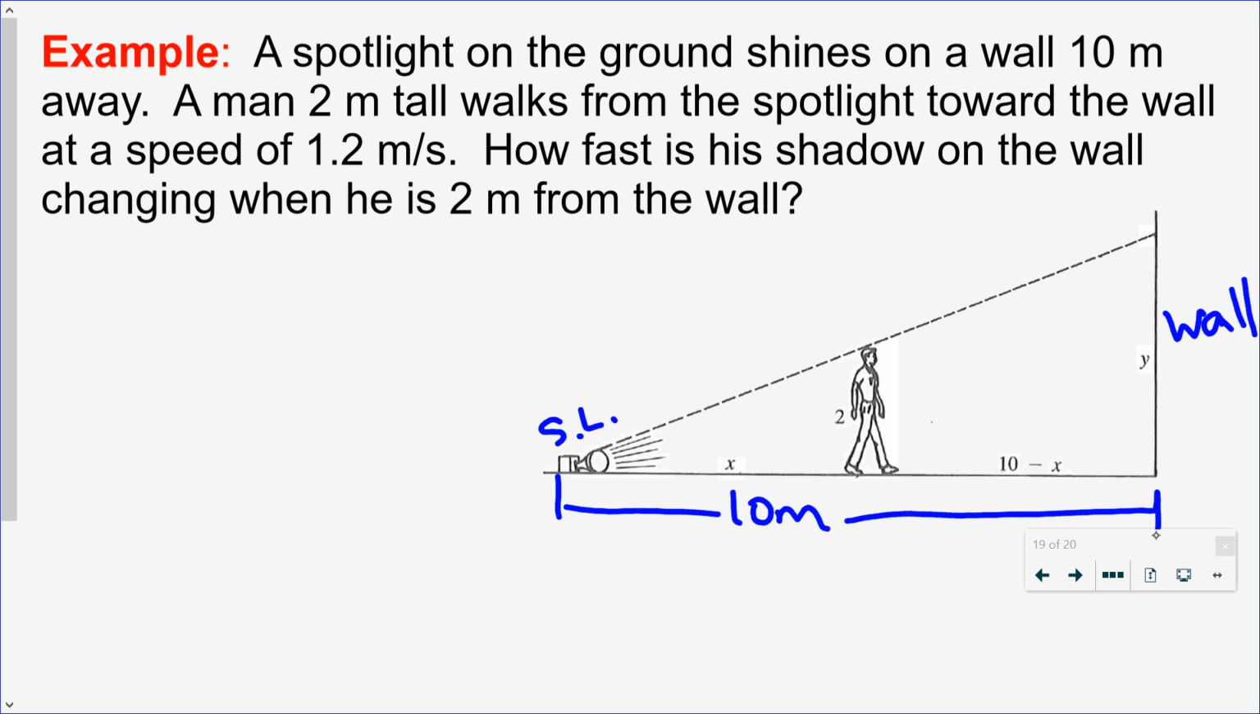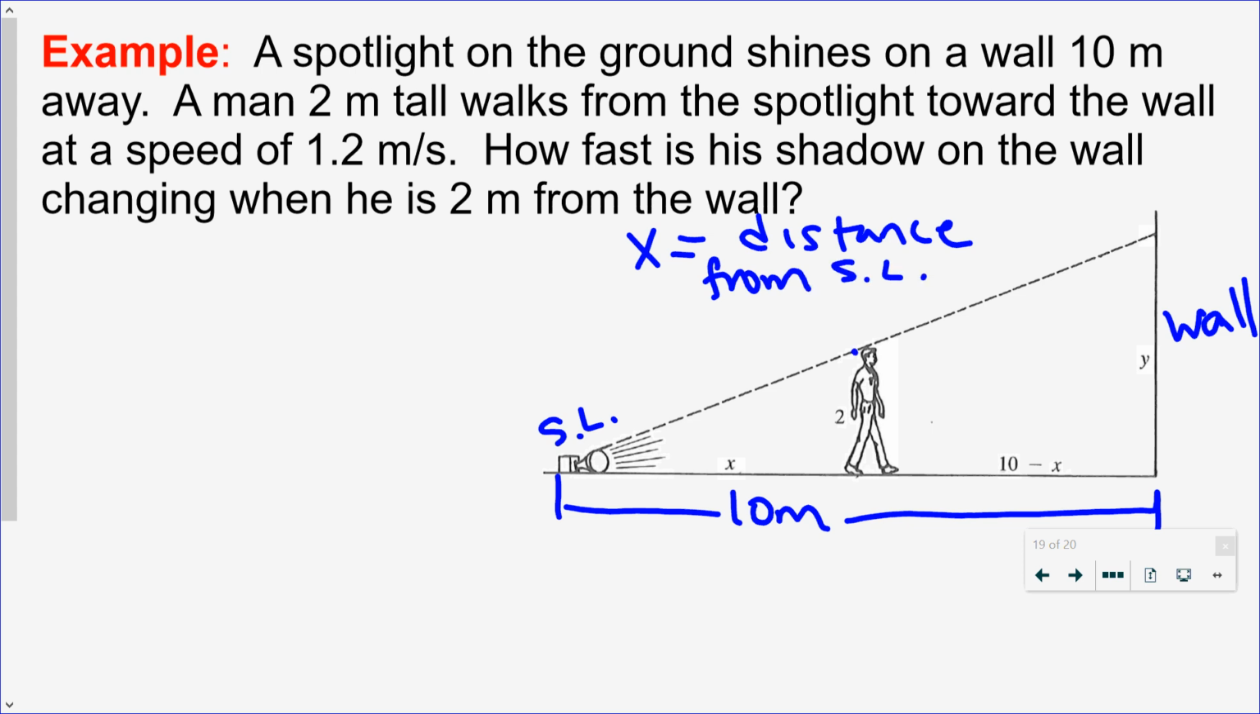So we have a man, and he's 2 meters tall, and he's walking away from the spotlight towards the wall, and his speed is 1.2 meters per second. So I want to know how fast his shadow on the wall is changing when he is 2 meters from the wall. Okay, so the way that this diagram is set up is that x is the distance from the spotlight. Let's just define that. x is the distance that the man is from the spotlight.